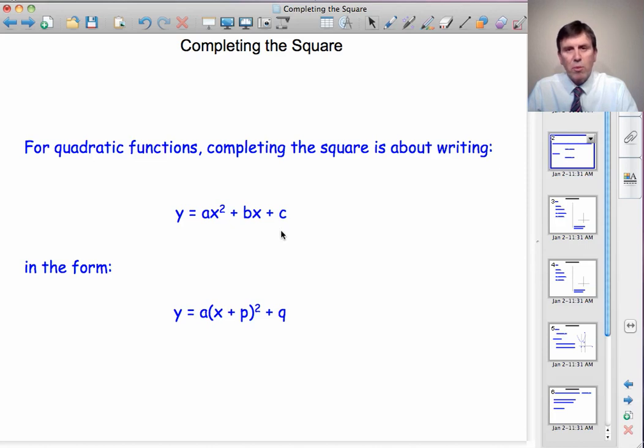Now at this point you might be wondering, why would we want to do this? Why would we want to write the general quadratic function in this form here? Well, I hope to illustrate that as we go through.